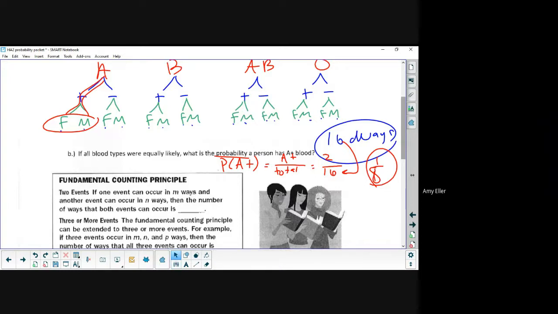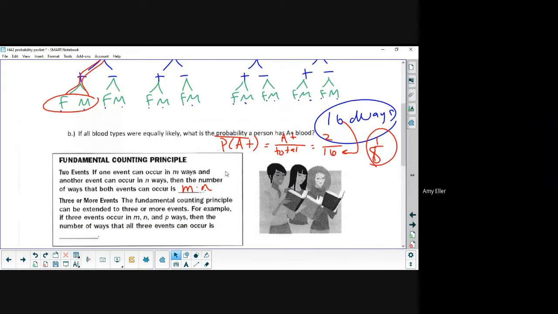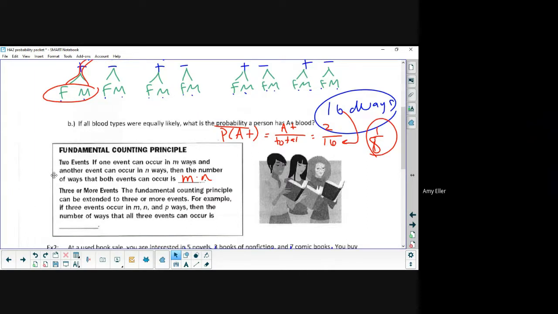The fundamental counting principle, you can follow along. Two events: if one event can occur in M ways and another event can occur in N ways, then the number of ways that both events can occur is M times N. Three or more events: the fundamental counting principle can be extended to 3 or more events. For example, if 3 events occur in M, N, and P ways, then the number of ways that all 3 events can occur is M times N times P.